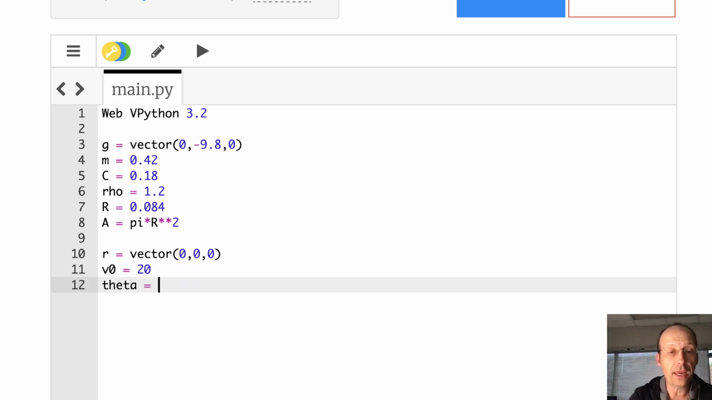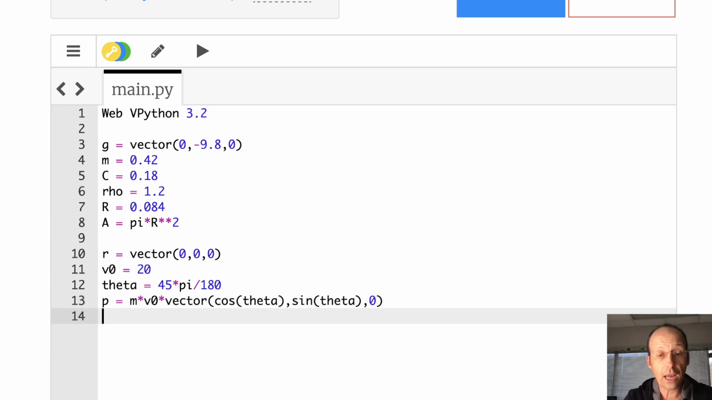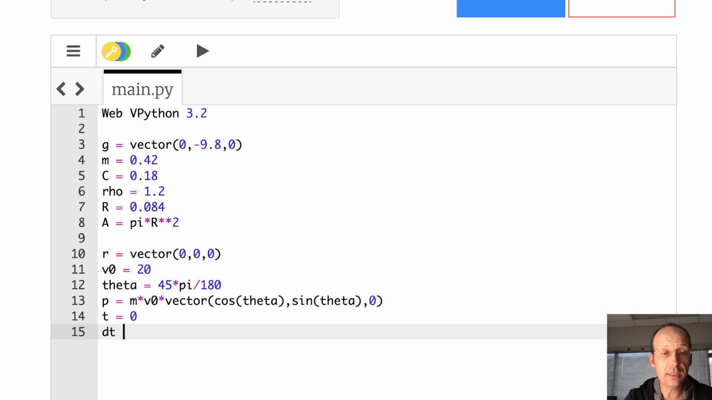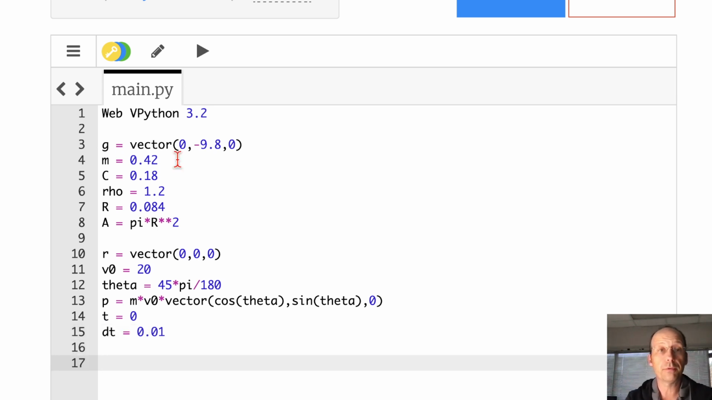And then I need an angle theta. Let's throw it at 45 degrees. I'm going to convert that to radians. Now I can calculate the initial momentum. So I'm going to say P equals m times V0 times vector cosine theta, sine theta, 0. So I've done everything as a vector, right? Because it's going to make my life a lot easier to deal with these things as vectors. Now I need t equals 0, dt equals 0.01. Now we're ready to do the loop.